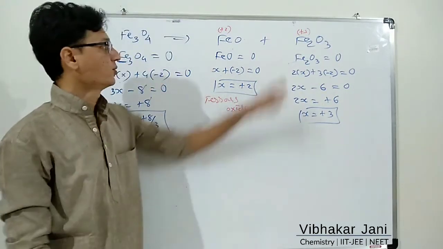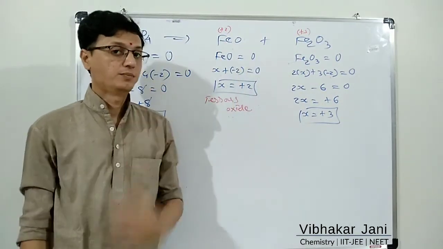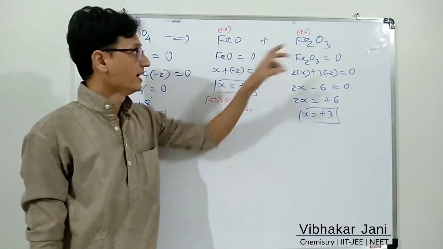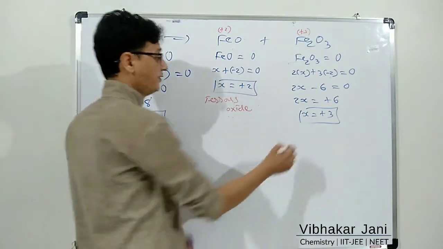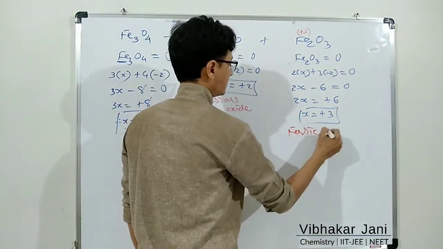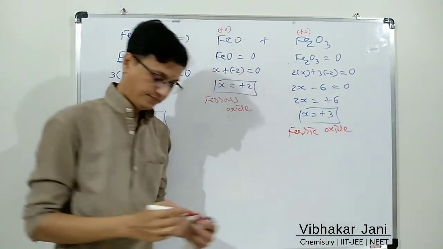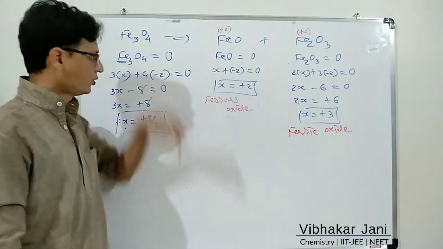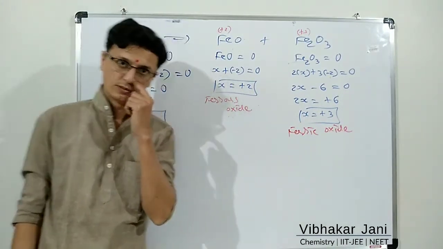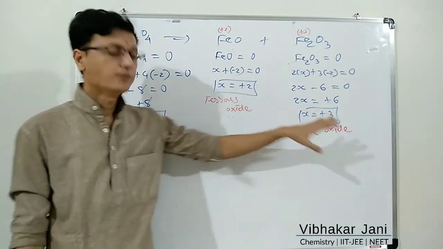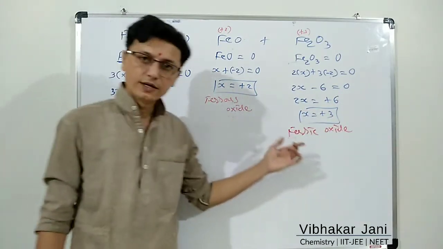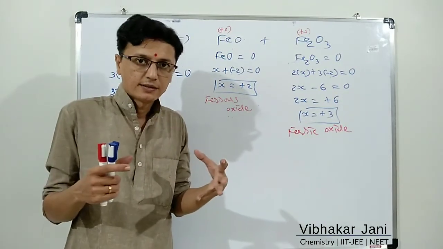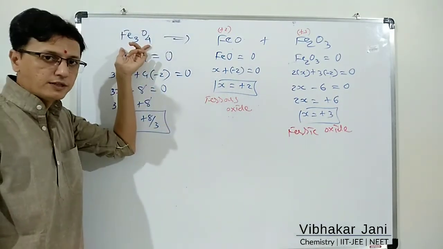Now the oxidation state of both these Fe's are different. This Fe is in +2 and these two Fe are in +3. The name of this compound is ferric oxide. So in Fe3O4 there are two different compounds, ferrous oxide and ferric oxide. Ferrous and ferric oxide are mixed together, then it will be Fe3O4.